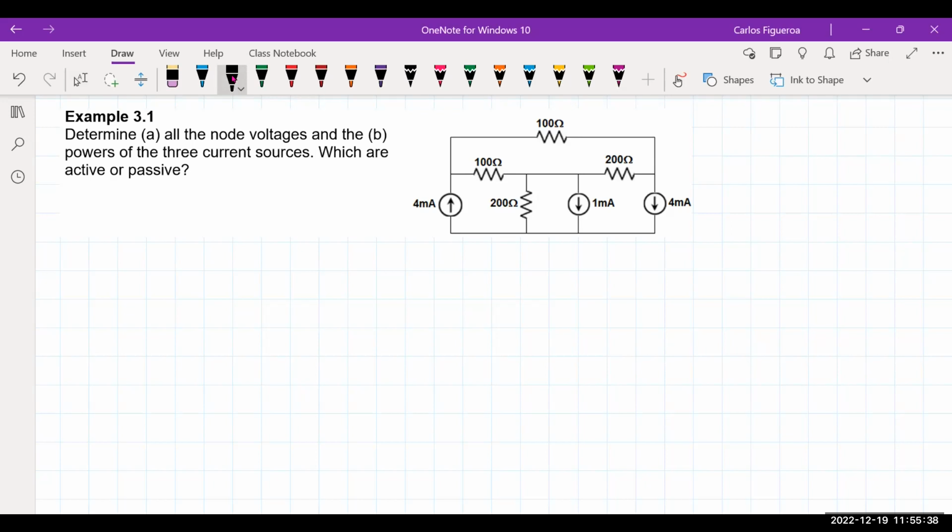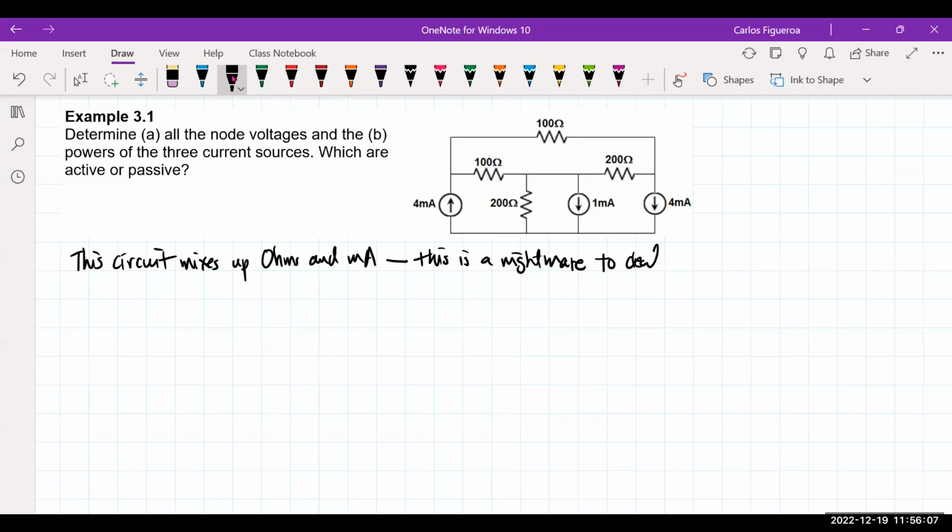So the thing that you want to think about here is that this circuit mixes up ohms and milliamps. This is a nightmare to deal with if not dealt with properly.